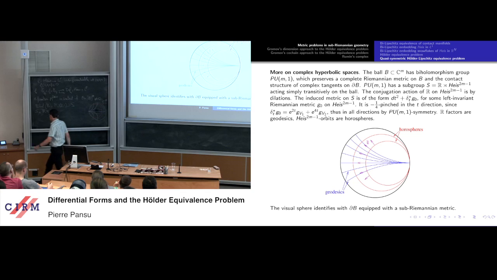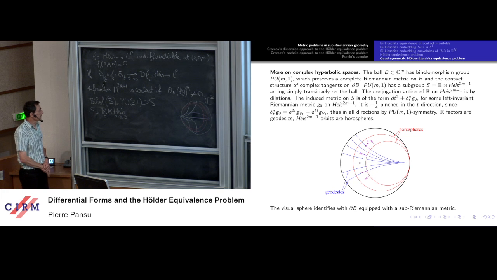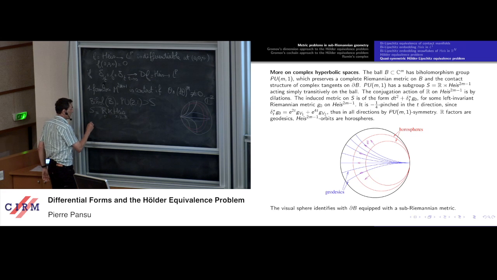So, since this is R times R3, I can use coordinates t, x, y, z. And I can write the Riemannian metric on S in these coordinates. It's a left invariant metric on S. And here is how it looks.